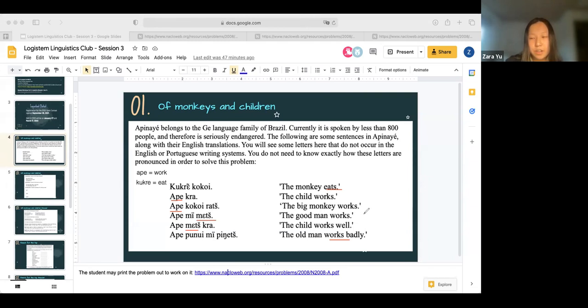And here it has something to do with like it's like a positive thing. Like for example, the good man works and the child works well. So this just means something positive.